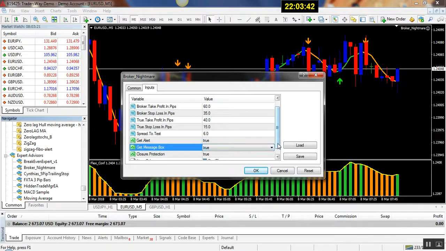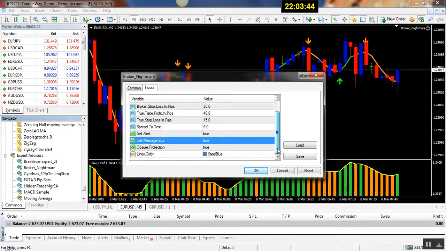This is when they get you out of a trade. This is true closer protection. What happens here is if you're away and your MT4 platform happens to go down from some kind of electrical failure or something, and it comes up again, you'll still be in the trade.